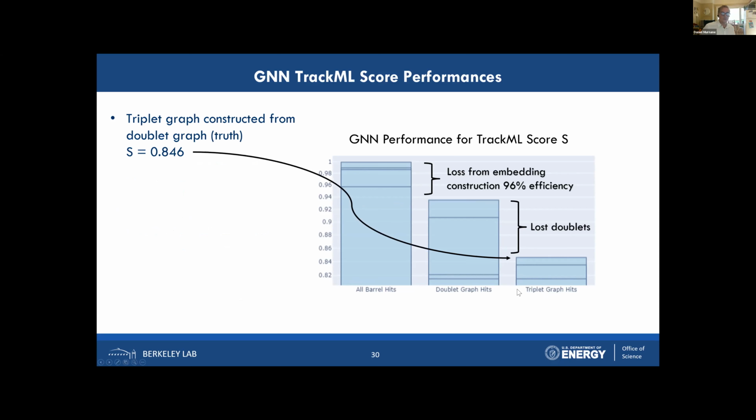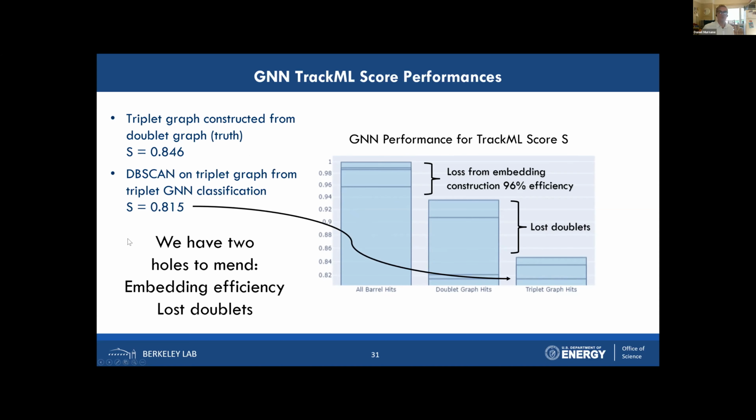Once we convert to triplets, we immediately take another hit. There are some doublets that are being lost in the conversion. The best we can do on truth is 0.84, and realistically we get 0.815 with the triplet GNN. That's a lot of different numbers, but the takeaway here is that we have 2 big hits to our TrackML score. There is a loss from the embedding efficiency, and there is a loss from doublets that are being lost in the conversion.